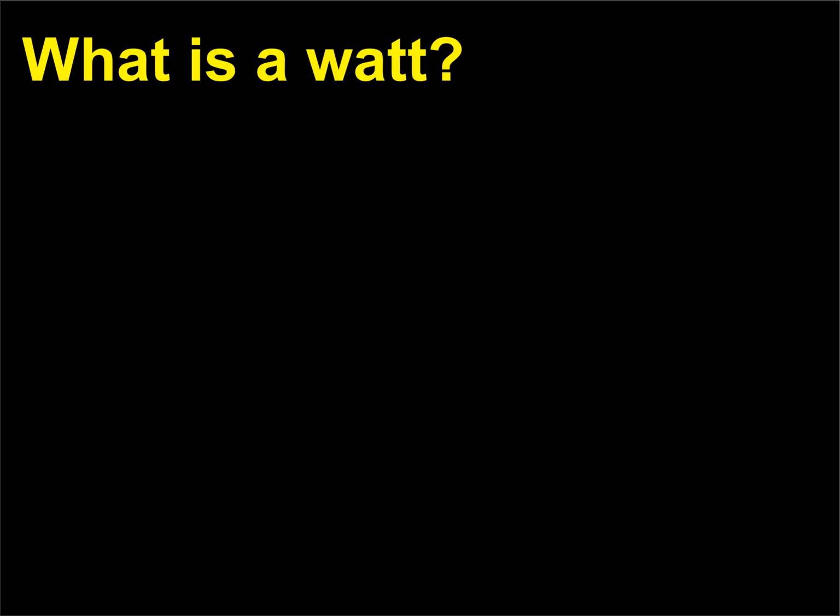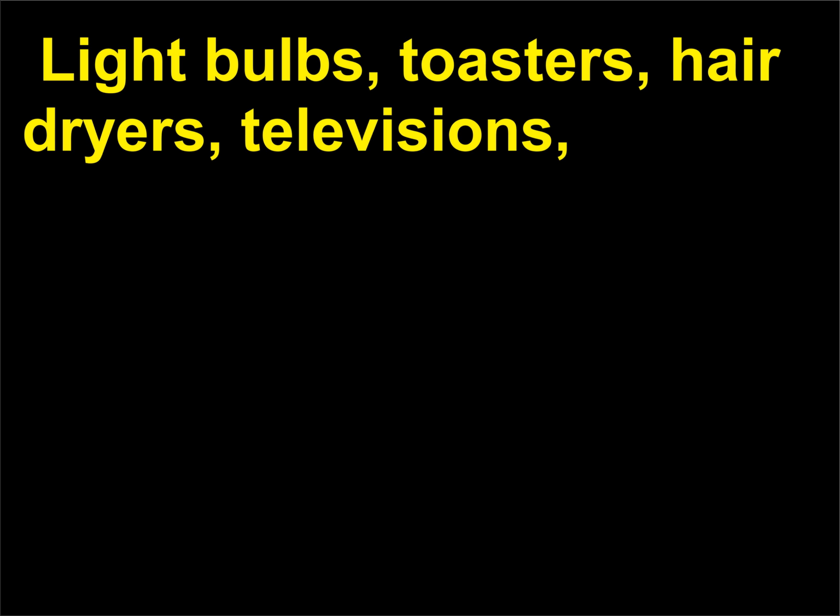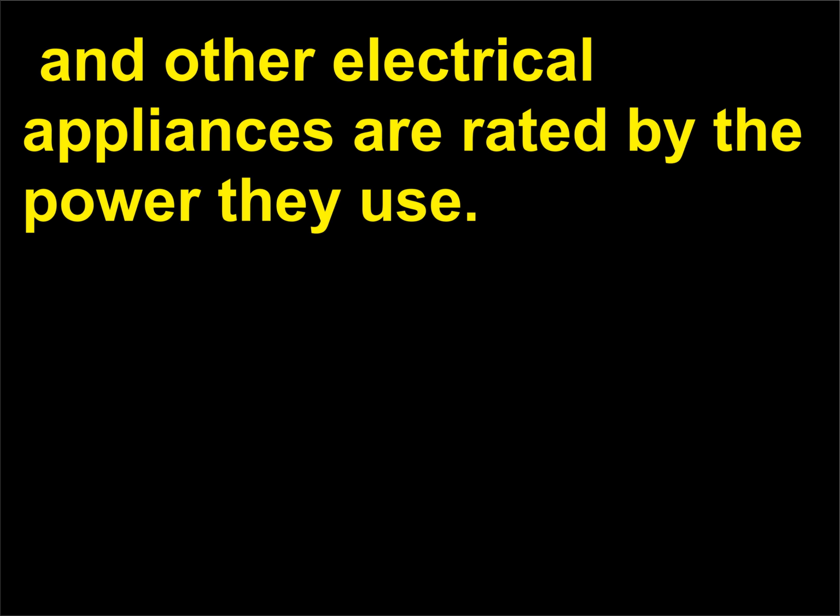What is a watt? A watt is the unit of power, or the rate of energy transfer. Light bulbs, toasters, hair dryers, televisions, and other electrical appliances are rated by the power they use.